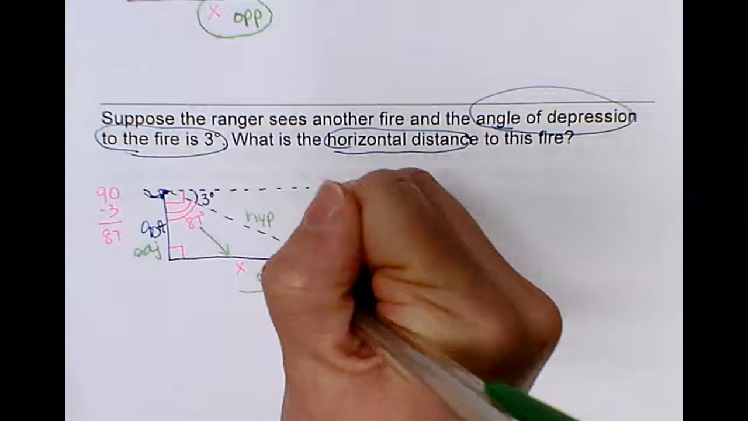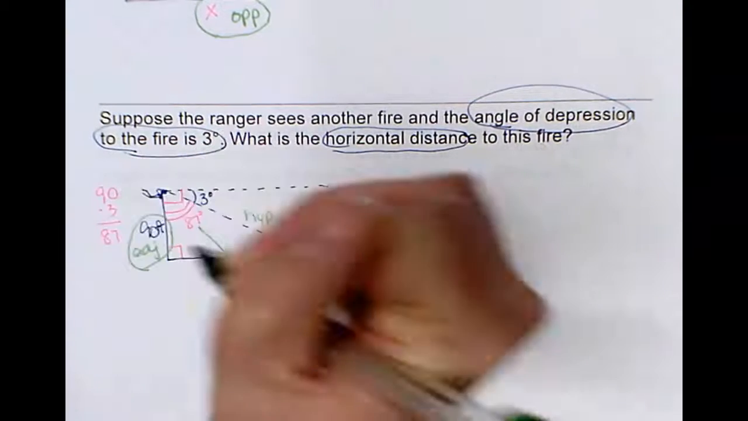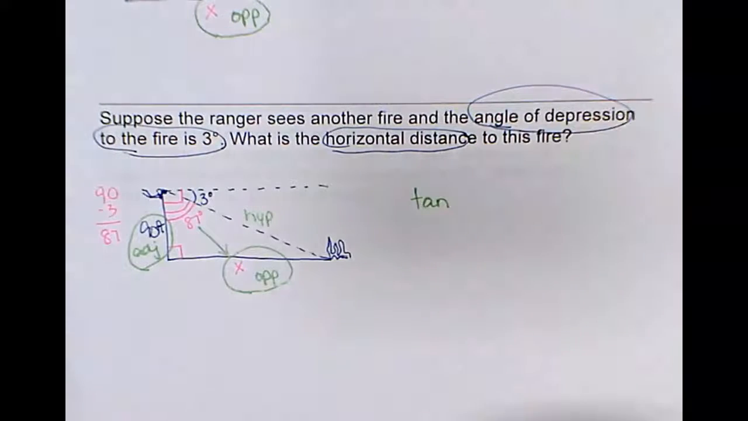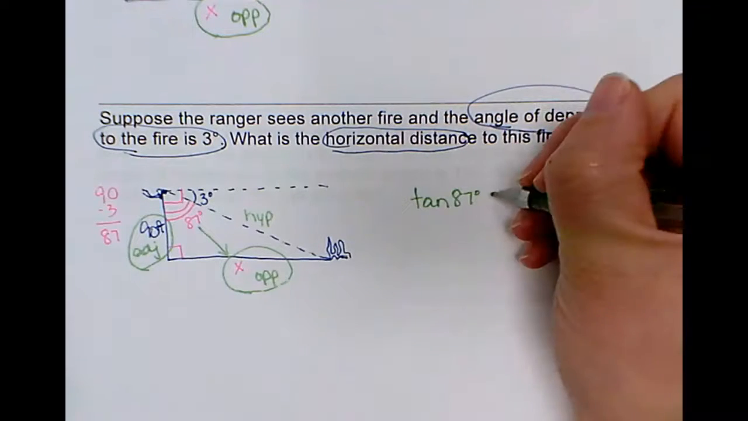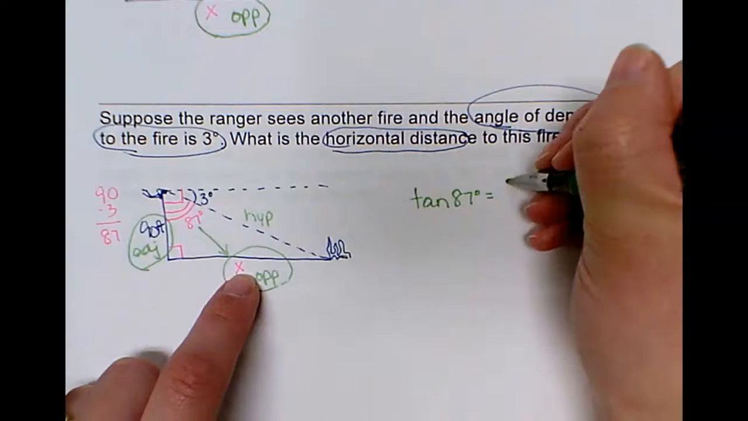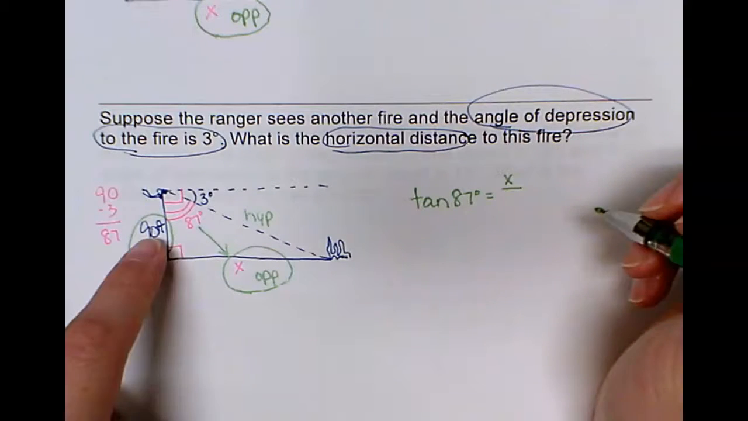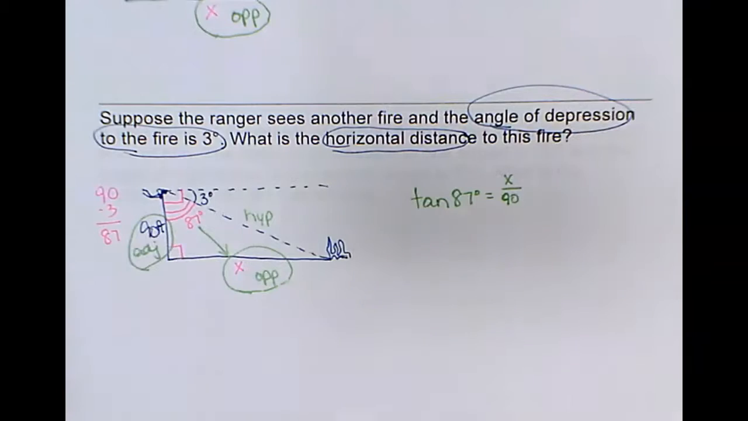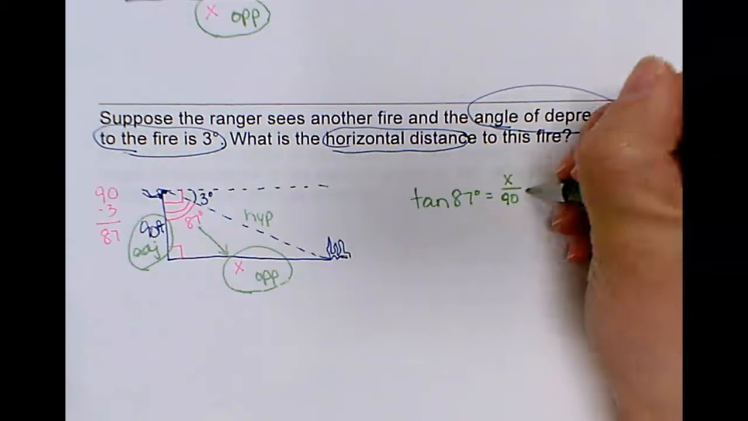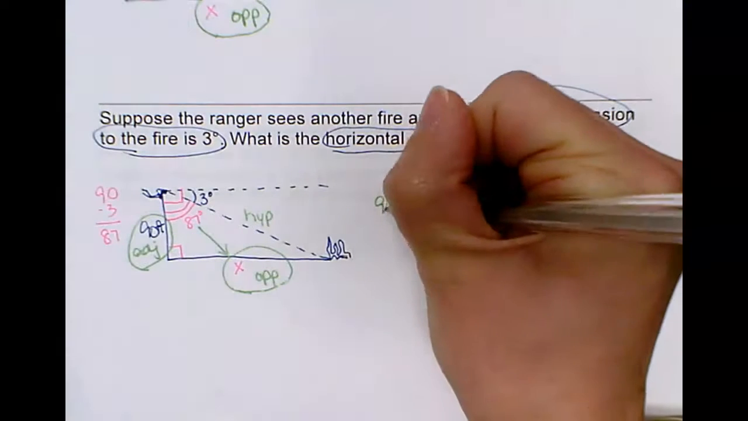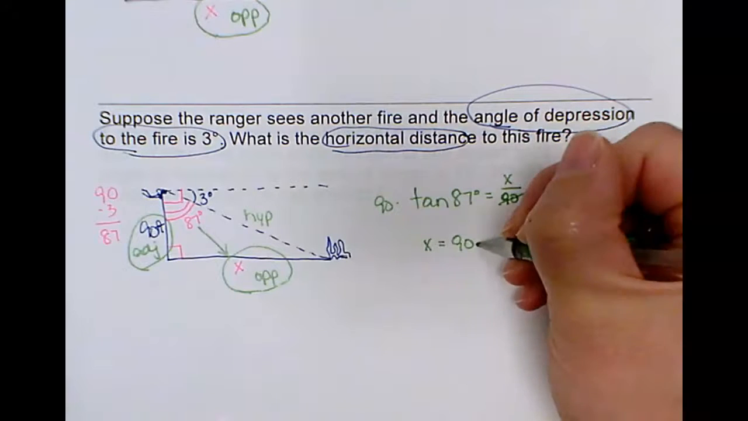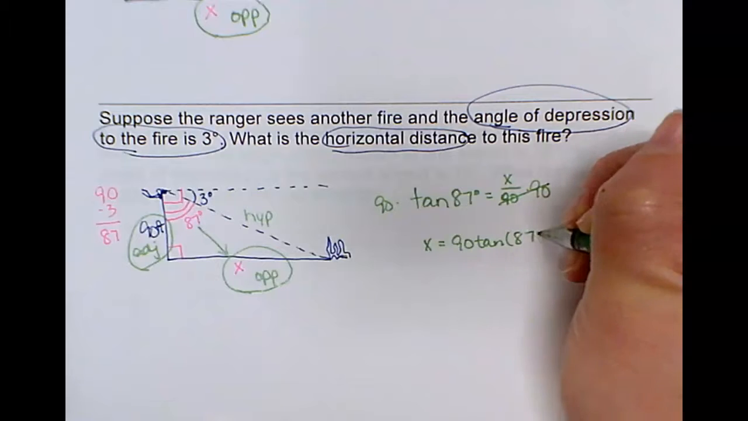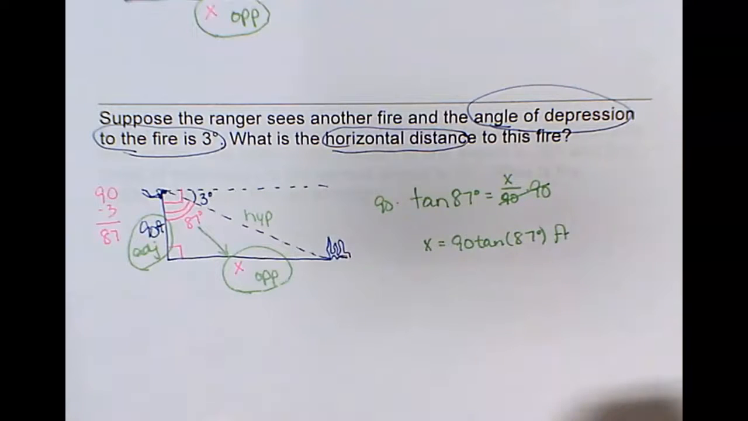I'm still looking for the opposite side, and I'm still given the adjacent side, so I'm still using the tangent trigonometric ratio, or trigonometric function. Angle is now 87 degrees instead of 83 degrees. My opposite side is still x. My adjacent side is still 90 feet. I still need to multiply both sides by 90 feet so that I can isolate my side length. So the length is equal to 90 times the tangent of 87 degrees measured in feet.